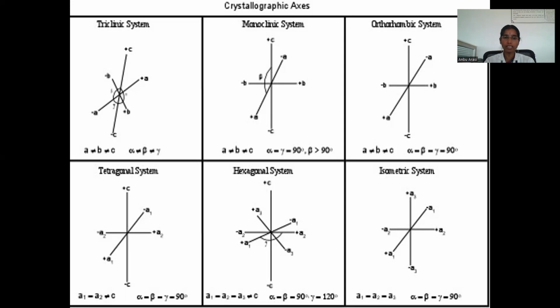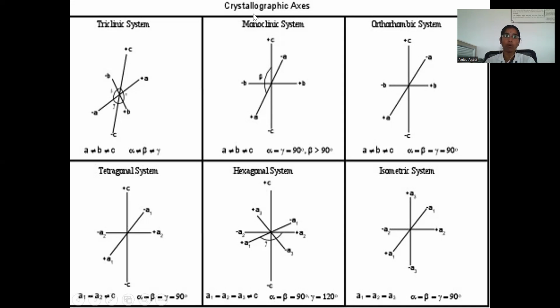A triclinic system is characterized by 3 unequal crystallographic axes in which all 3 axes are inclined in space with varying angles between them. That is, A is not equal to B, B is also not equal to C. That is called triclinic system.